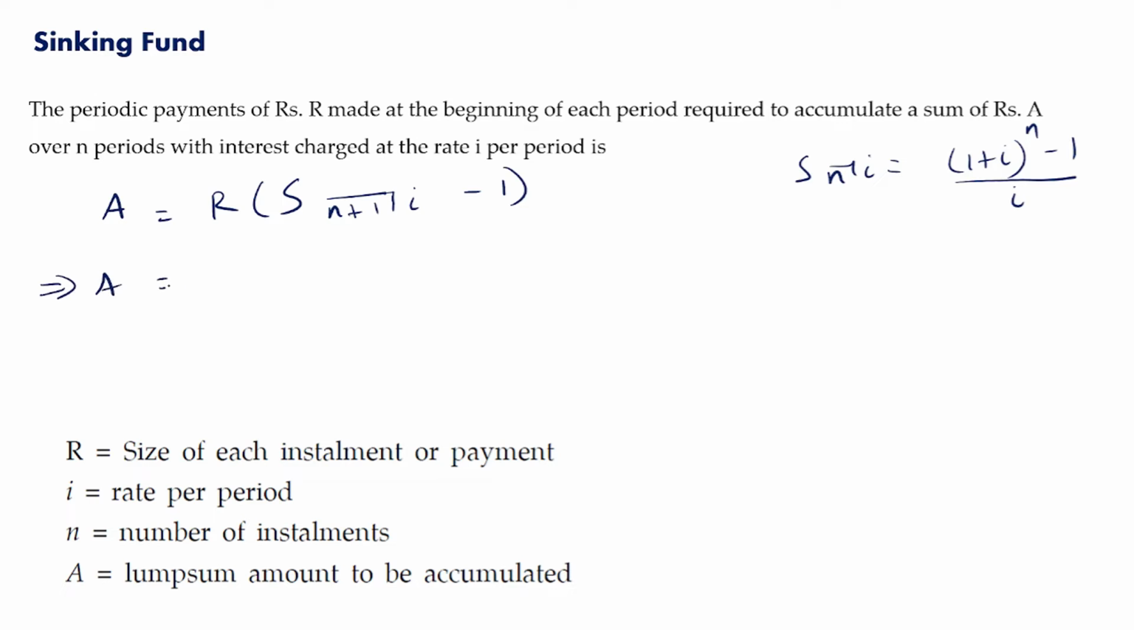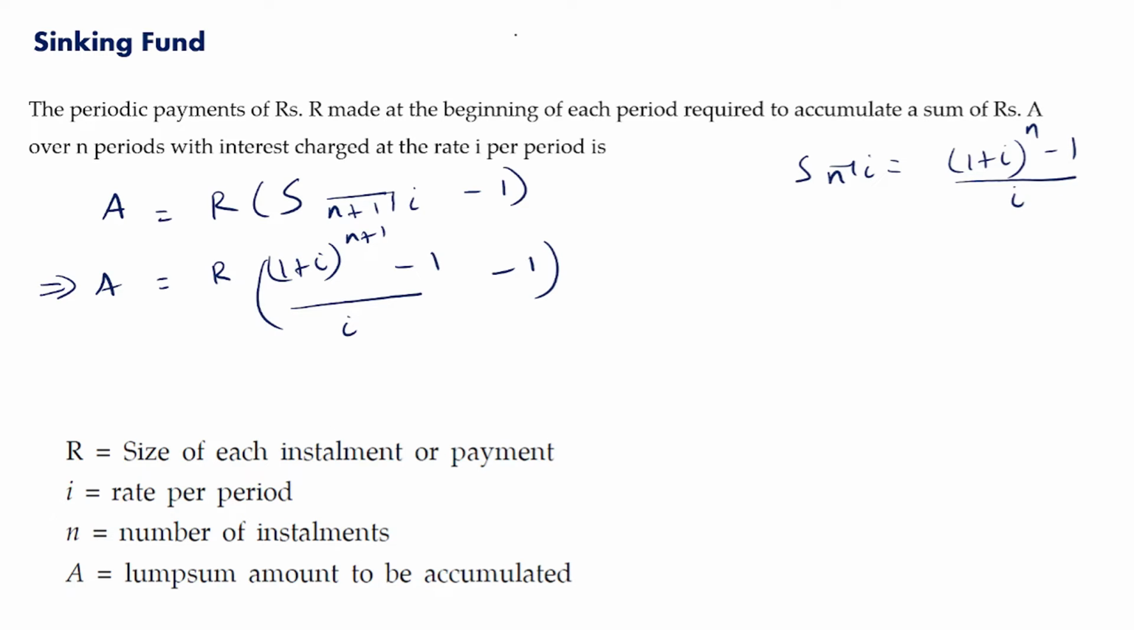So this implies A is equal to R into [(1 plus i) the whole raised to n plus 1 minus 1 upon i] minus 1. There is a minus 1 outside here, so we have to remember that. This is the formula when the periodic payments are made at the beginning of each period. So here again R is the size of each installment or payment, i is the rate per period, n is the number of installments and A is the lump sum amount to be accumulated.